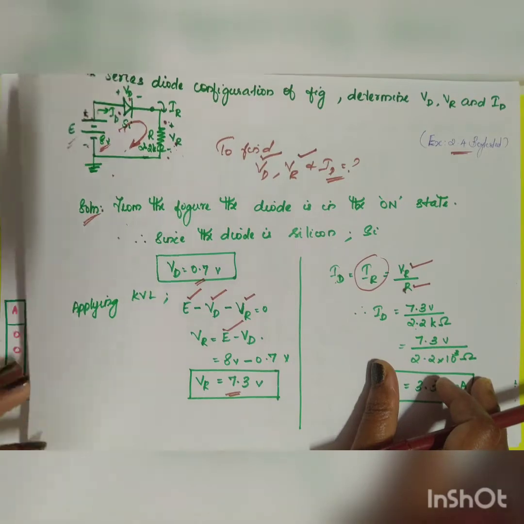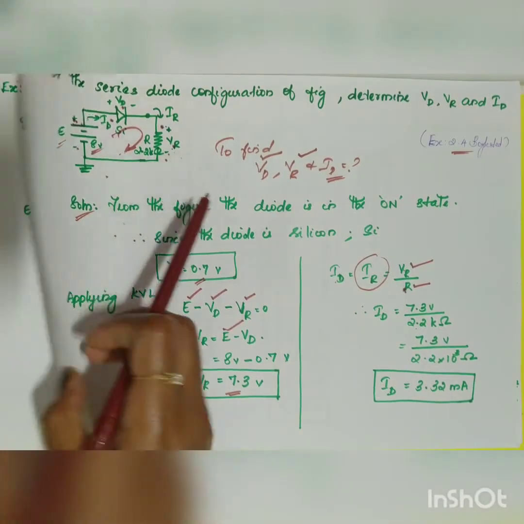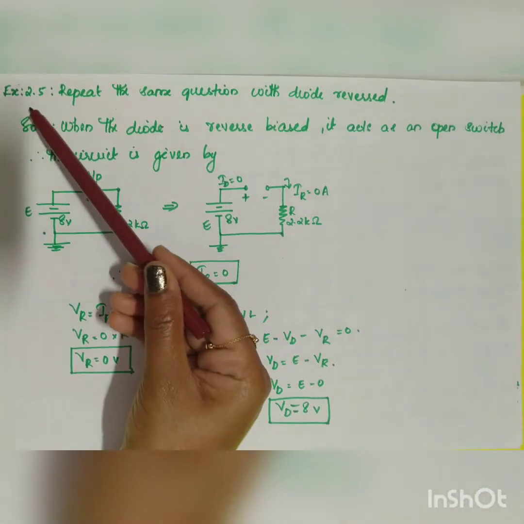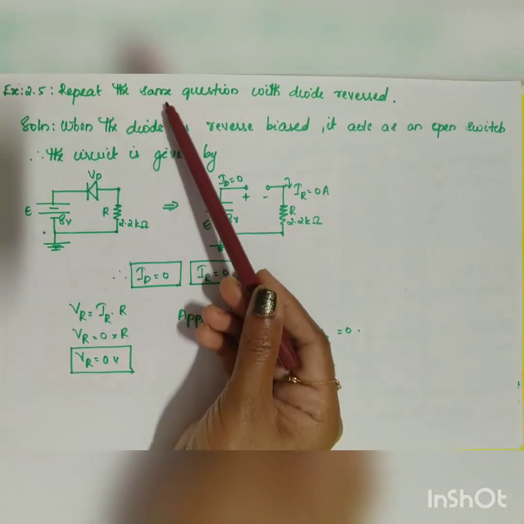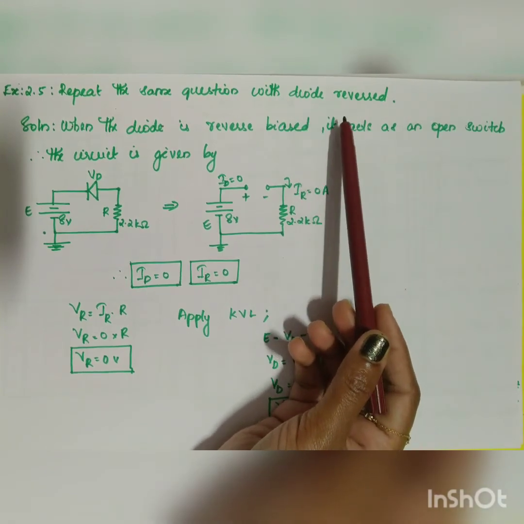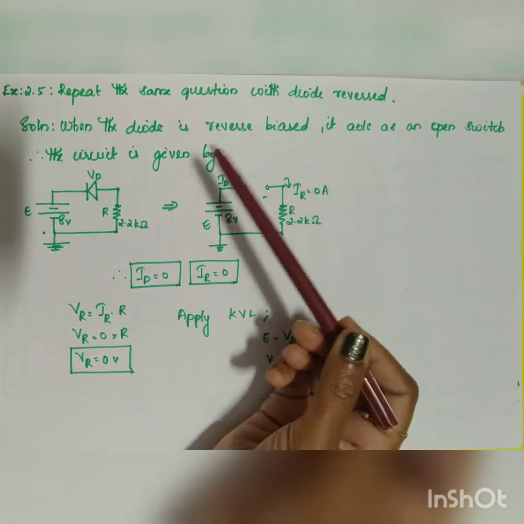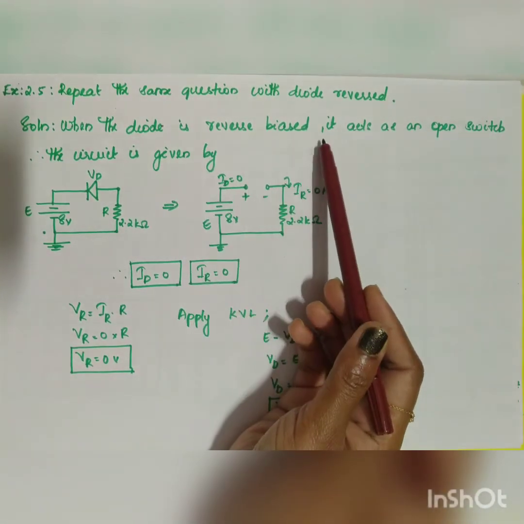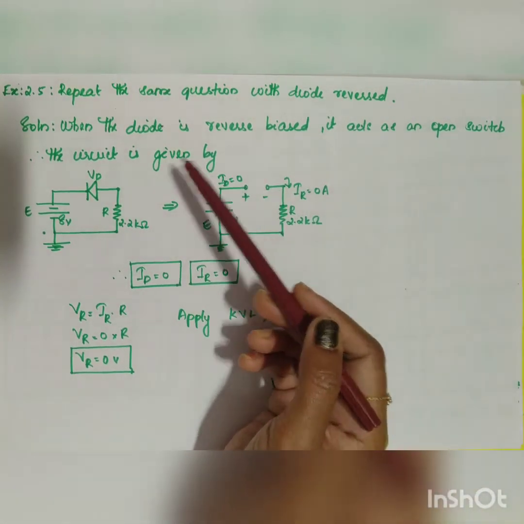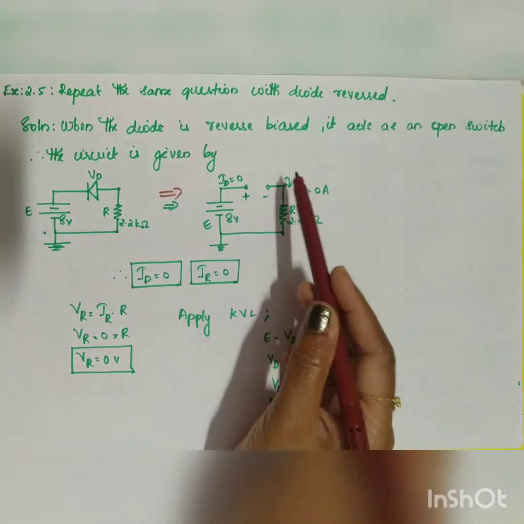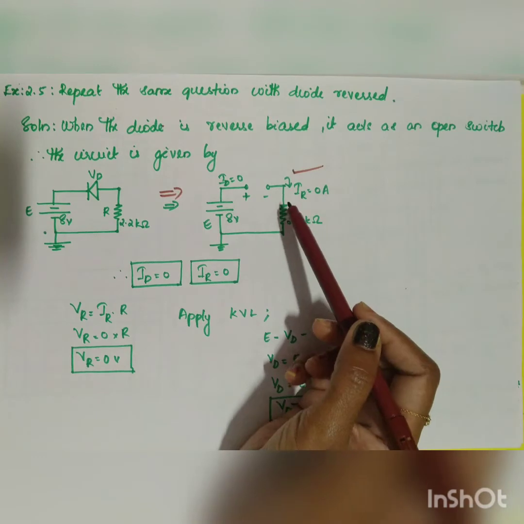The same problem can be extended by means of the second example problem. See here, example 2.5: repeat the same question with the diode in the reverse condition. When you reverse bias the diode, what will happen? It will act as an open switch. So the previous circuit will be modified into this corresponding circuit, with the diode acting as an open switch.